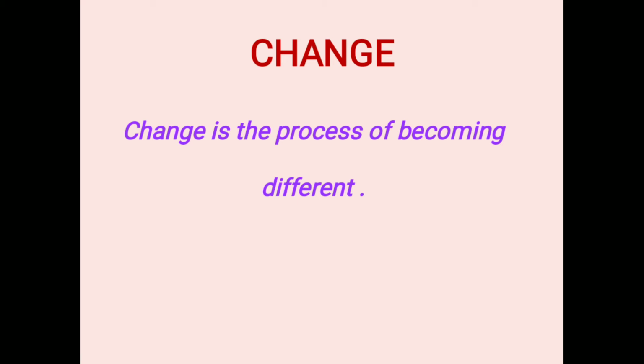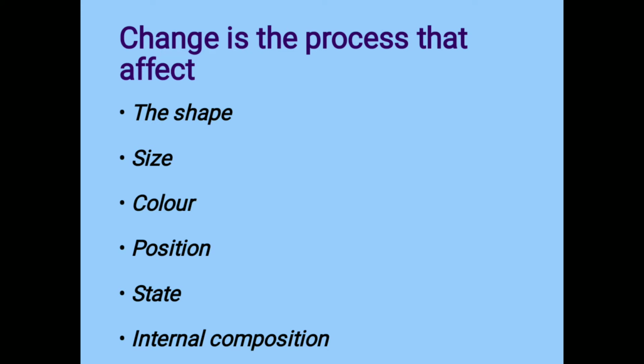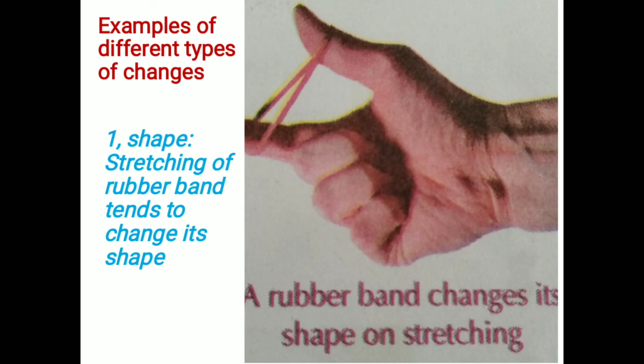Every day we come across many changes around us, such as melting of ice to water, the weather changes, the change of day to night, and ripening of fruit, etc. So change is the process that affects the shape, size, color, position, state and internal composition. Now we will consider some examples of different types of changes.